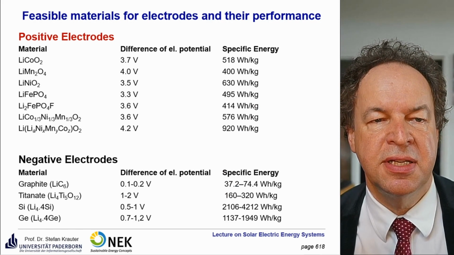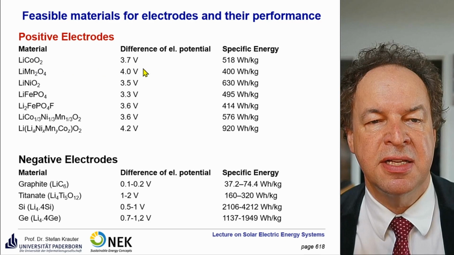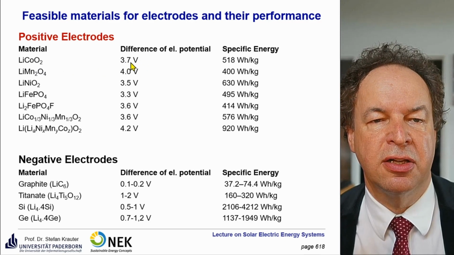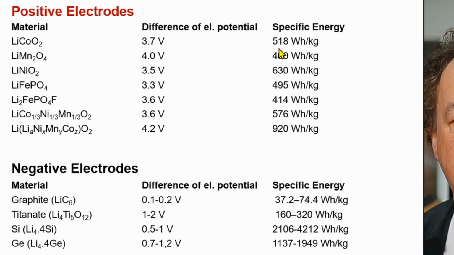Here are some examples of materials. We discussed the first one. Lithium cobalt dioxide has a difference in electrical potential of 3.7 volts. Its theoretical energy density is 518 watt-hours per kilogram. Accordingly, you have for the negative electrode this graphite LiC6, what we discussed here. Okay, the negligible difference in electrical potential.